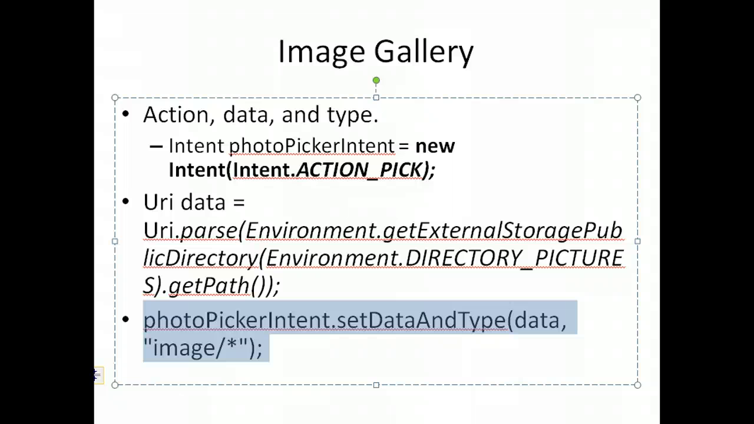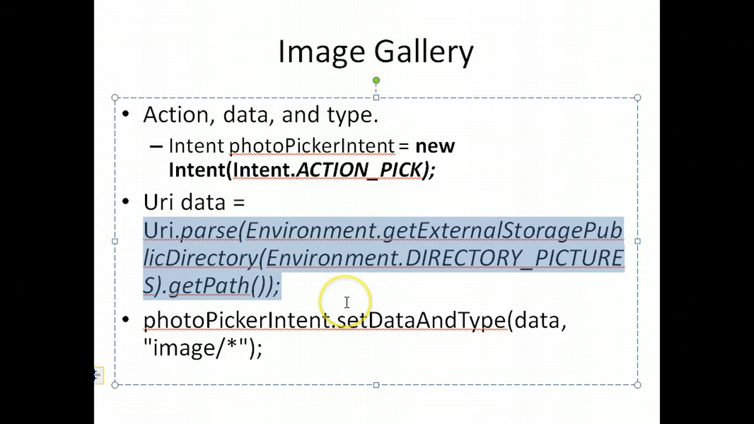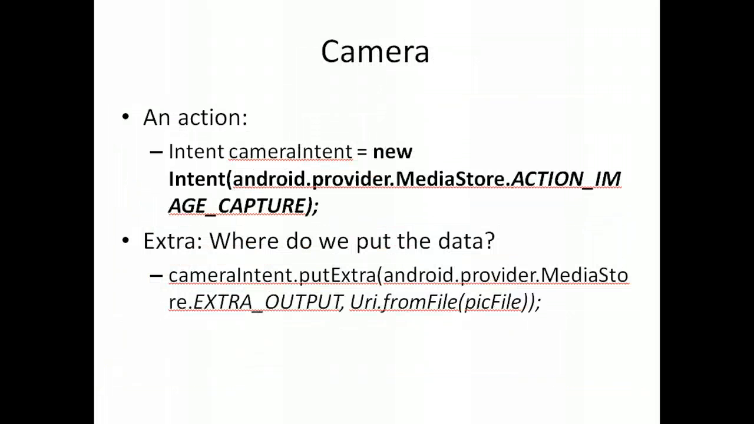Okay, so this is, as I say, a bit wordy. This is something that you pretty much want to copy and paste. So if you look at this Uri.parse(Environment.getExternalStoragePublicDirectory(Environment.DIRECTORY_PICTURES).getPath()), this is kind of copy-paste stuff. As a matter of fact, I'm going to go ahead and copy it. And the idea there is this gives us the picture directory where pictures are stored in Android.